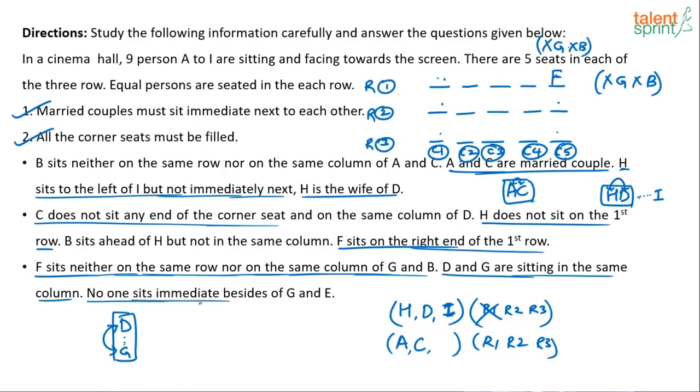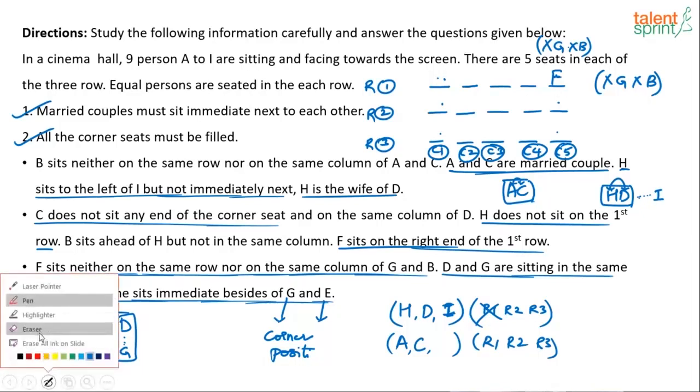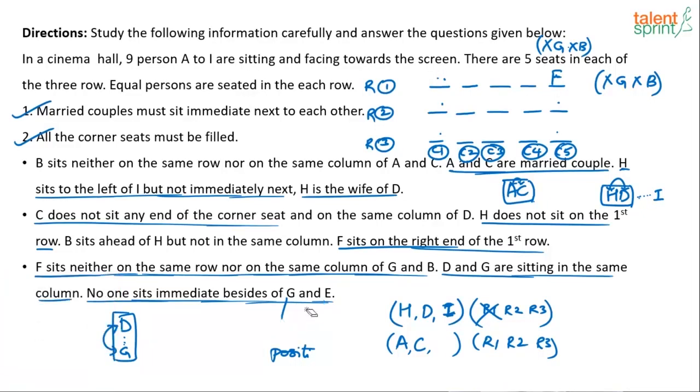No one sits immediately beside G and E. Means what? Nobody sits immediately beside G and E means G and E are both corner positions. Okay, hold on. No one sits immediately beside G and E. It need not be a corner position. It can be a middle position also. For example, G and E can be in the middle and nobody sits beside them. Yeah. So we'll have to figure that out. We'll keep that in mind.